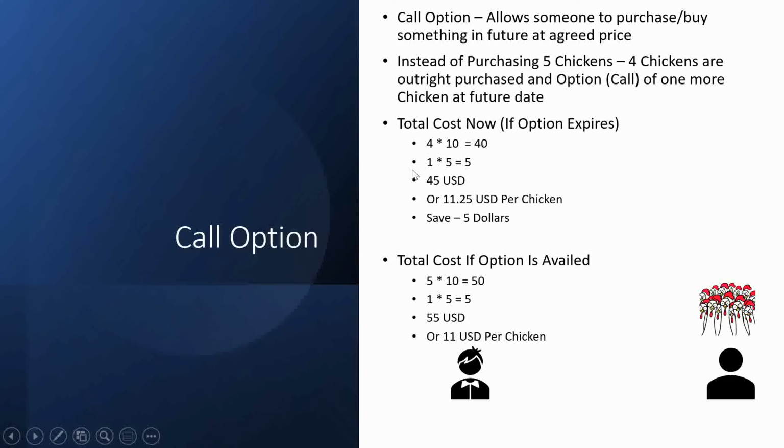Now this $5, where am I coming up with this $5? The $5 is what we call option premium or cost of option.